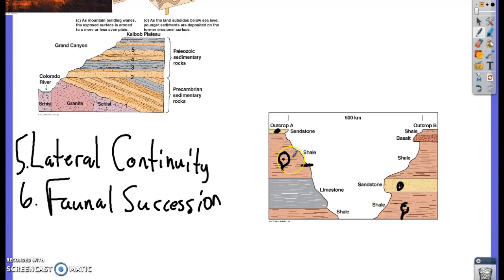But in general, there are certain index fossils that live in certain time periods, and so if we find them in the rock layers, we can assume that that rock is about that age. Okay, we'll talk more about how we actually date rock layers in a moment.